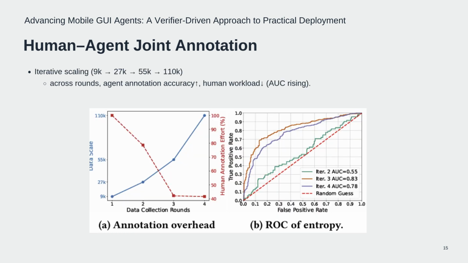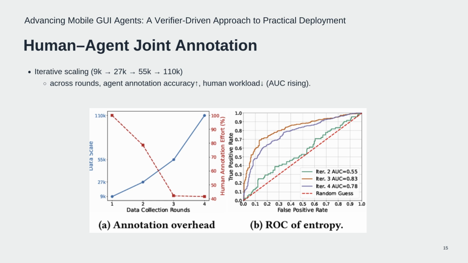They scale in rounds, letting a better verifier enable cheaper data growth. Round 1 is around 9K steps, with more human effort to train the verifier. Round 2 is around 27K steps; as the verifier improves, fewer fixes are needed. Round 3 is 55K steps, and the human load drops further. Finally, round 4 is around 110K steps total; the verifier is strong and corrections are light.